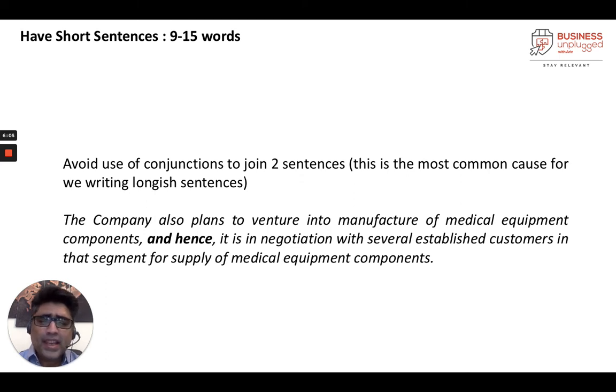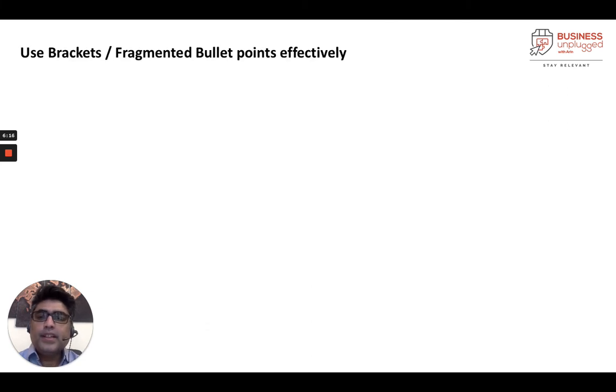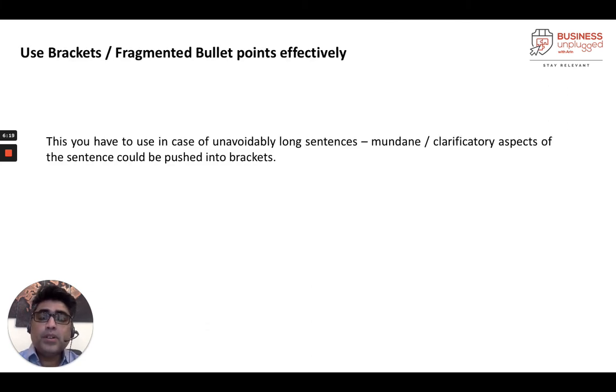So avoid this sort of conjunctions so that you can break it up into two different sentences, and it gets more readable for the reader, right? Then use brackets or fragmented bullet points effectively. So this you have to use in case of unavoidably long sentences.